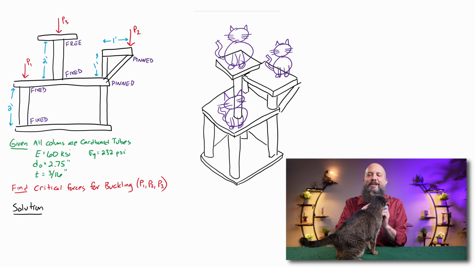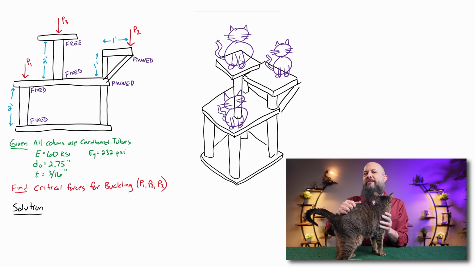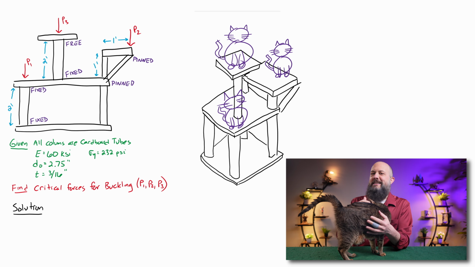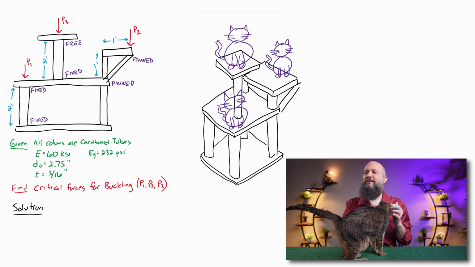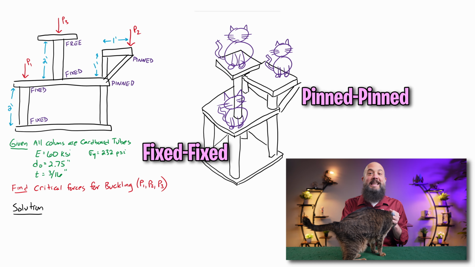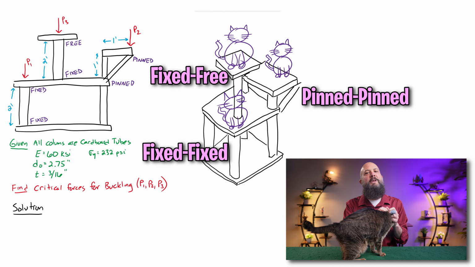So we're going to draw a slightly modified version of the cat tower here, and we're going to evaluate whether this cat tower can hold Serenity's weight in 3 different positions she'd have to climb to get all the way to the top. At first she'll have to stand on a fixed column, then a pinned column will support her, and lastly at the very top would be a fixed free column.